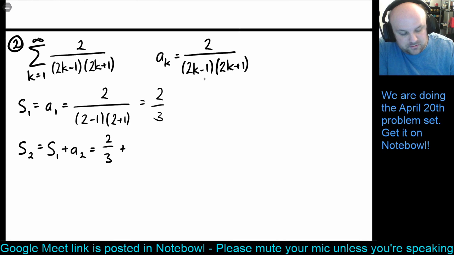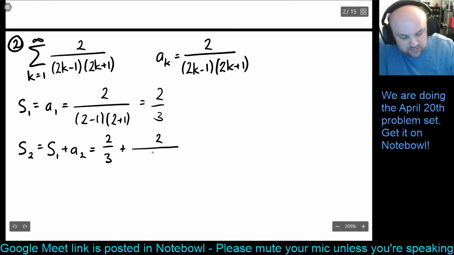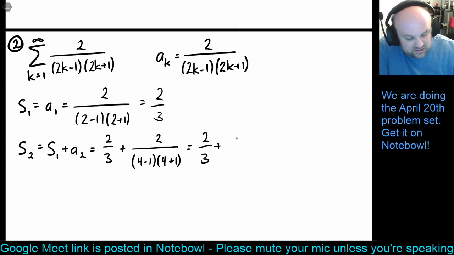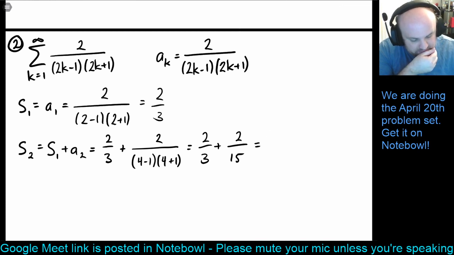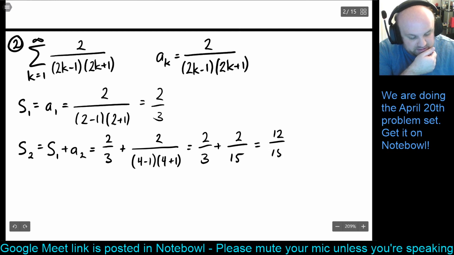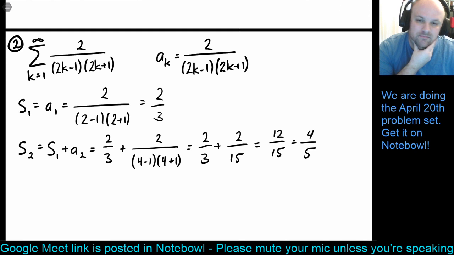So we need to plug 2 into this. This is going to be 2 over (4 minus 1)(4 plus 1). Right, so that's 2/3 plus 2 over 3 times 5, so 2 over 15. So what is this going to be? Multiply this by 5 over 5, so this is going to be 12 over 15. Which we can simplify, divide top and bottom by 3. So this is going to be 4 over 5.